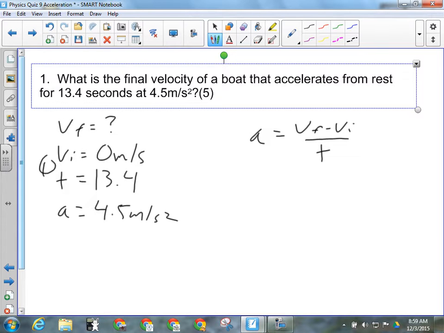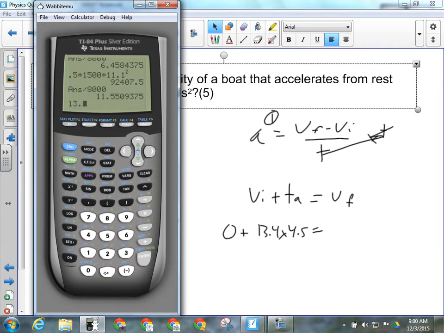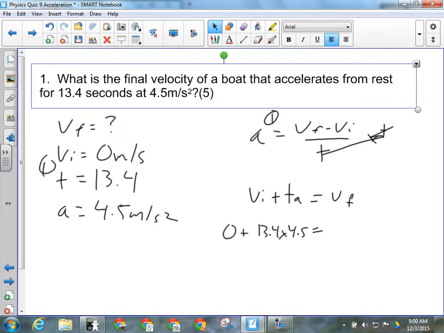A equals VF minus VI over T. 1 mark for that formula. We have to manipulate for VF. So we're going to multiply both sides by T, so it comes over here, and then add VI. So we will have VI plus T times A equals VF. When we plug in our numbers, that's going to be 0 plus 13.4 times 4.5. 13.4 times 4.5 gives us 60.3 meters per second.